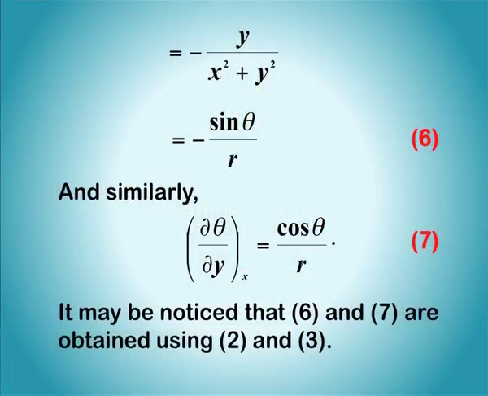Concluding by equation 6, we write minus sin theta upon r. This minus sin theta upon r, as you can see here, is d theta dx, and now we have d theta dy. Under a similar process we get cos theta upon r. I am doing it with respect to y, keeping x constant, and the process becomes the same. Derivation is not difficult, and so we get this result. It may be noticed that equations 6 and 7 are obtained from equations 2 and 3. Simple. This is for our reference that we have mentioned.